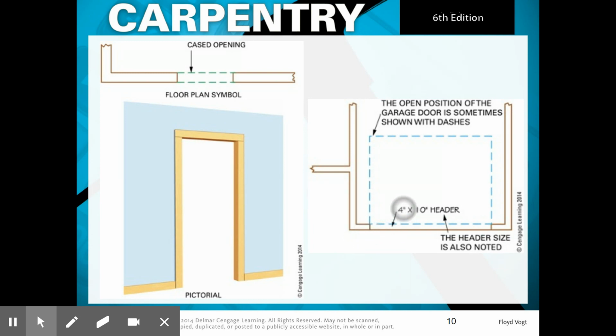And this is letting you know that the header here is 4 inches by 10 inches. So most likely 2 by 10 sistered together with half-inch plywood in the center. And then this is just a door that would come up when it's open. So this is, again, the floor plan. So this would be 3 to 5 feet up from the floor. And most garage doors are higher than that.